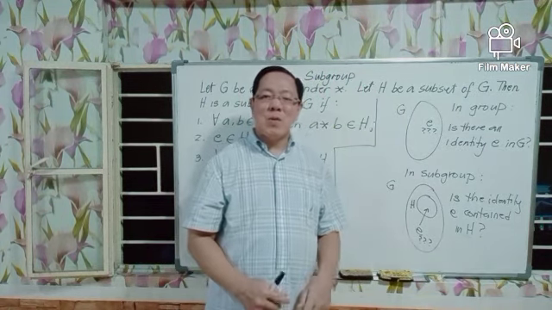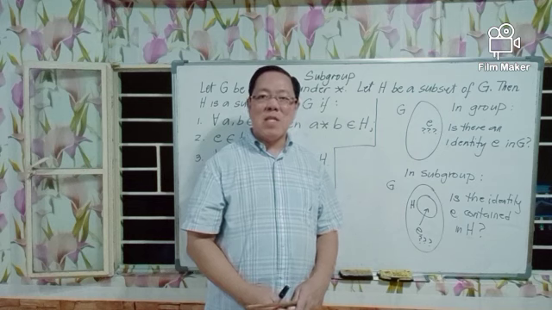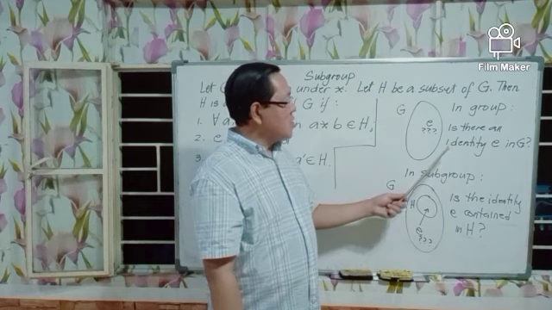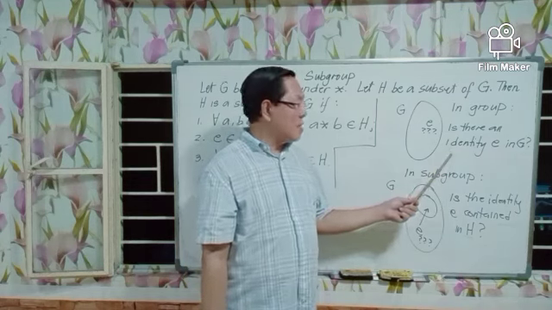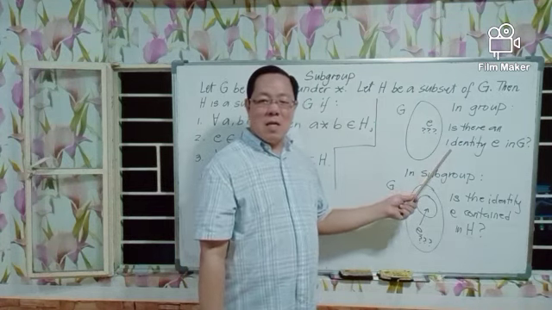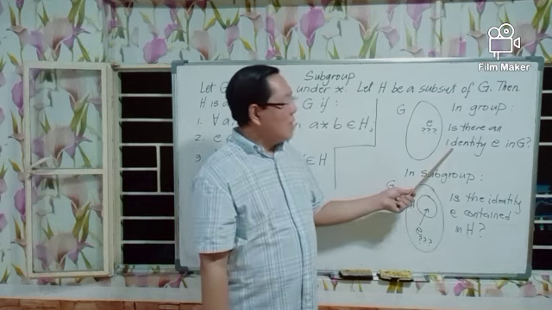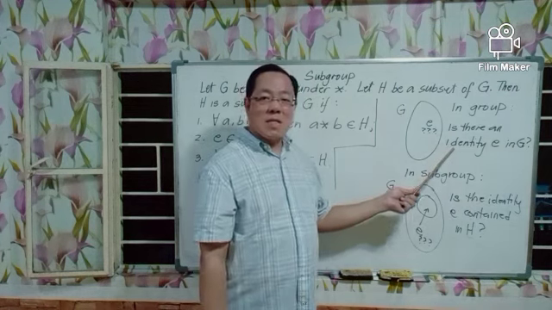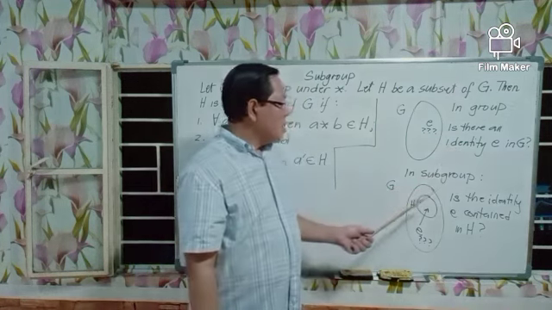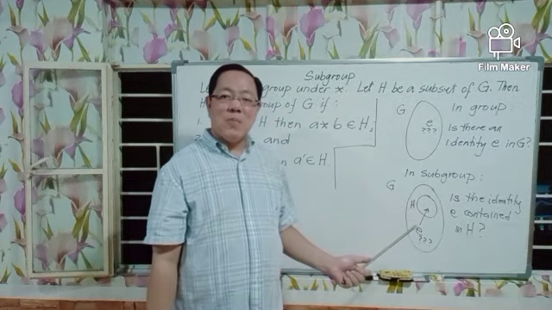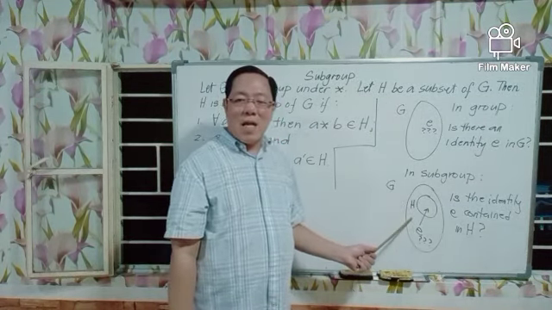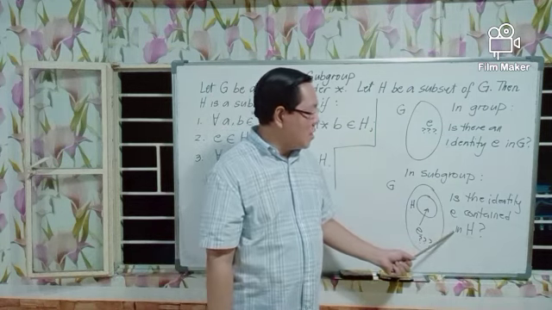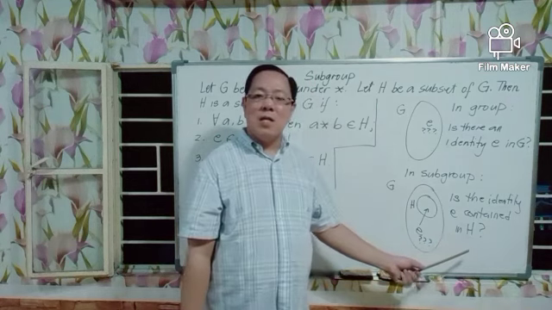In a group, if you want to determine if the given non-empty set G under the binary operation star is a group, the question to ask about the identity element is: is there an identity E in G? And when you ask this question, you are asking if there exists an identity element in G. In a subgroup, if you want to determine if the given subset H of G is a subgroup of G, the question to ask is: is the identity element E contained in H?